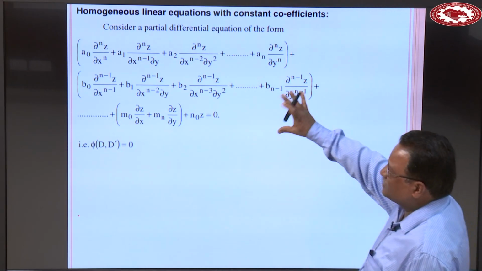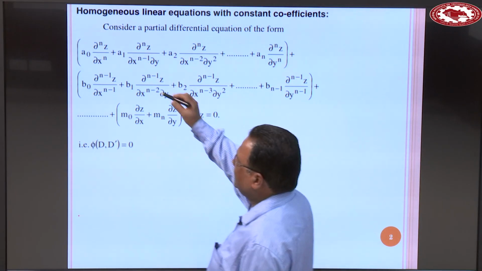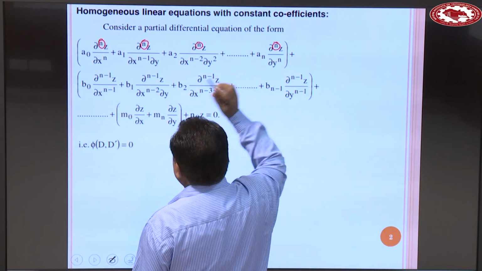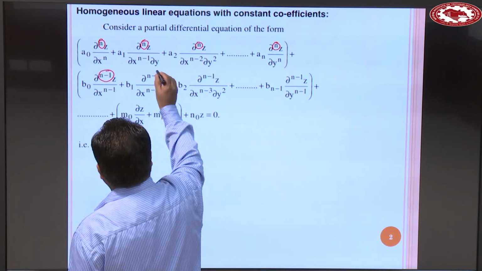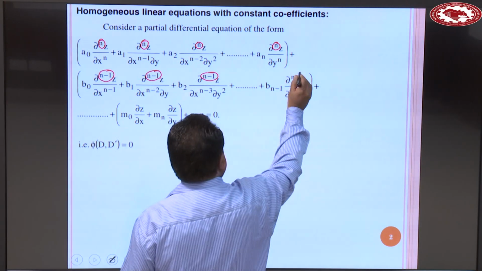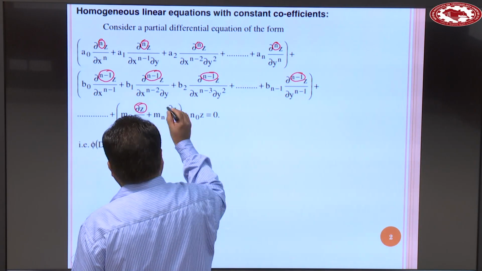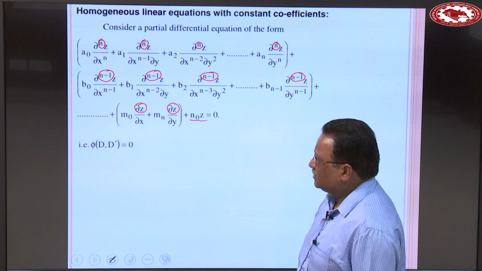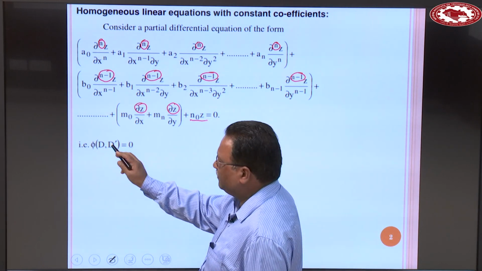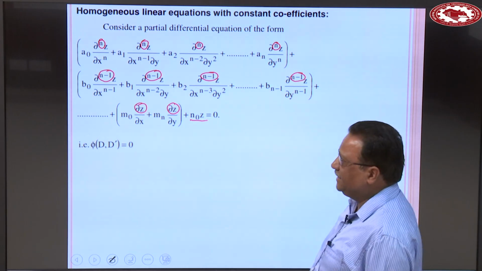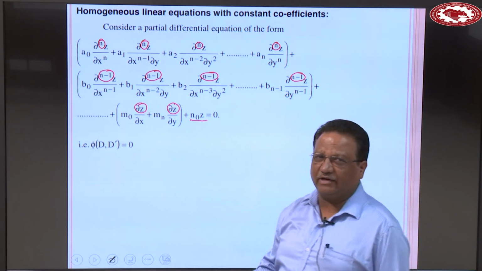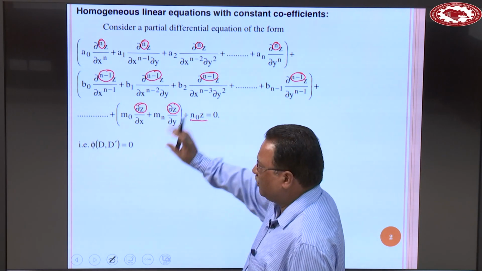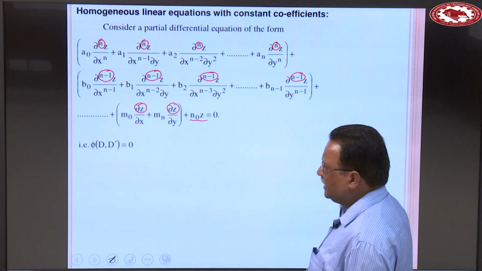If you see this whole expression, the first group has power n, then the next group has power n minus 1, and then here one power, and here only z. And this whole expression can be written as a function of D, D dash equal to 0. What is D? D is ∂/∂x and D dash is ∂/∂y. So, this whole expression is a function of D, D dash, and that result is equal to 0.